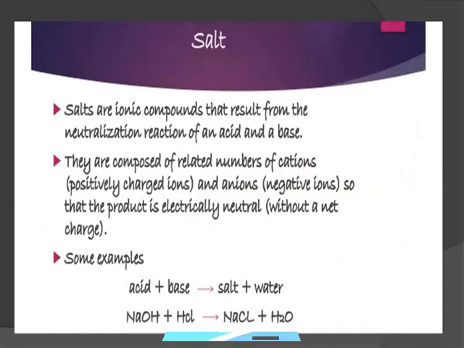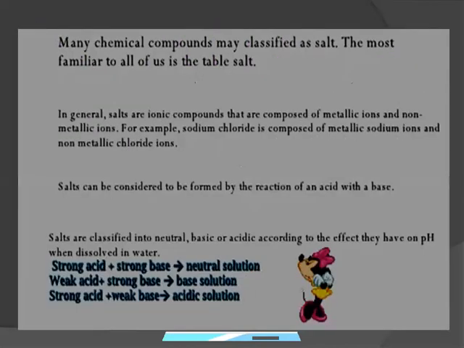These are composed of related number of cations and anions so that the product is electrically neutral. Many chemical compounds may be classified as salt. The most familiar to all of us is table salt or common salt. In general, salts are ionic compounds that are having two parts composed of metallic ion and non-metallic ion.